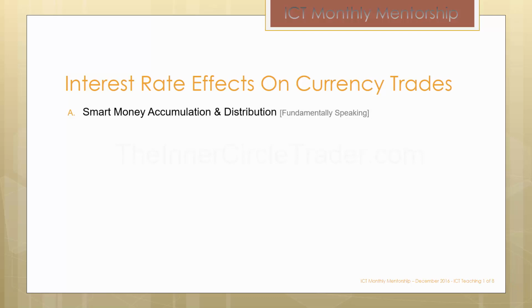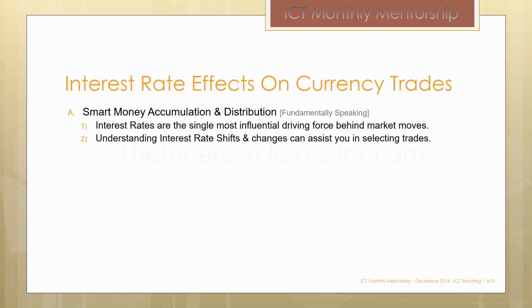Now in this module, we're going to talk about smart money accumulation and distribution, fundamentally speaking. And that comes by way of our understanding and hopefully your acceptance of the fact that interest rates are the single most influential driving force behind market moves. Understanding interest rate shifts and changes can assist you in selecting trades.